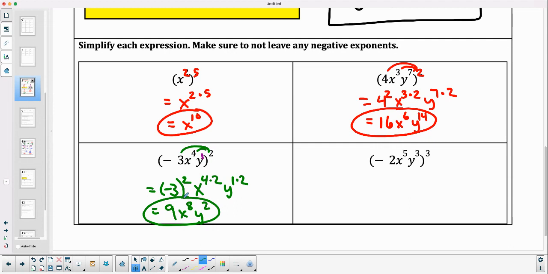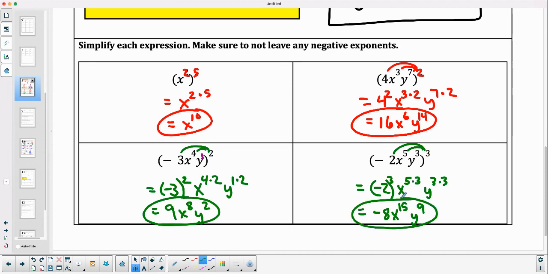Okay, one more time like that. Distribute this 3 in. When you do negative 2 to the third, you can put that in parentheses still if you want. That's going to end up being negative this time because 3 is odd. X to the 5 times 3 and y to the 3 times 3. So what we end up with, negative 2 to the third is negative 8. We have x to the 15th, we have y to the 9th, and we're done. Okay, so the rule is if there's a power to a power, you multiply the two exponents.